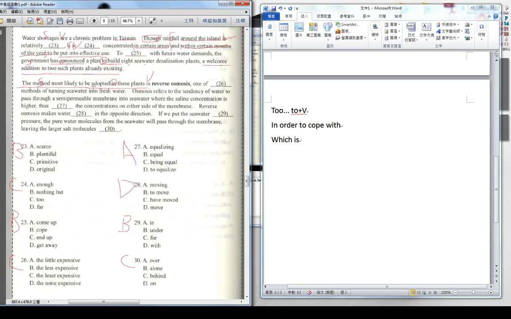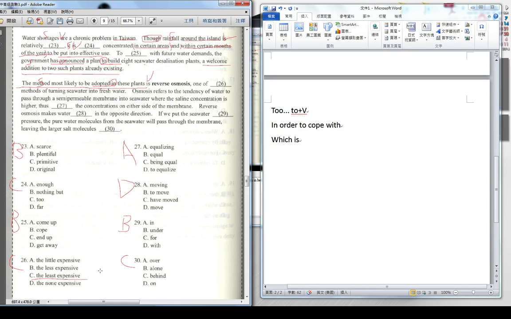Okay, this is a phrase you have to remember. Adopted in these plants is reverse osmosis, which is one of the least expensive methods of turning seawater into fresh water. Okay, "which is" is a 非限定用法 and we delete "which is" and just leave "one of". One of the least expensive. The least, so 是一个最高级的用法。The least expensive.